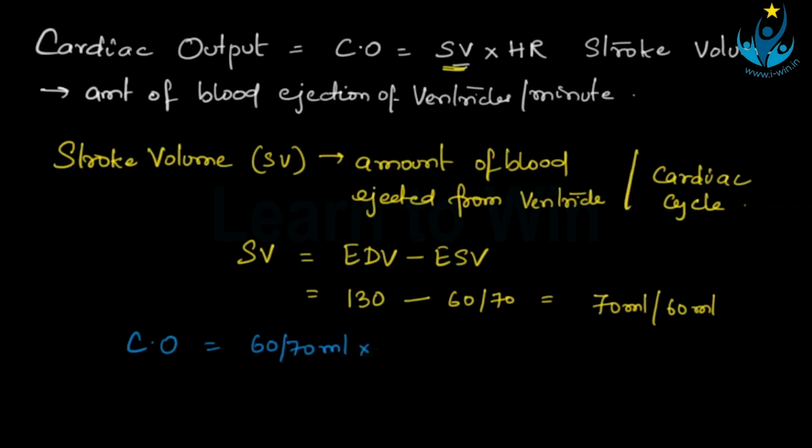What is the heart rate? Let us say it is 72. Then it is 60 or 70 ml into 72. Calculate it and let me know the answer. So this is the answer: 4,322 to 5,040 ml. So this is cardiac output.